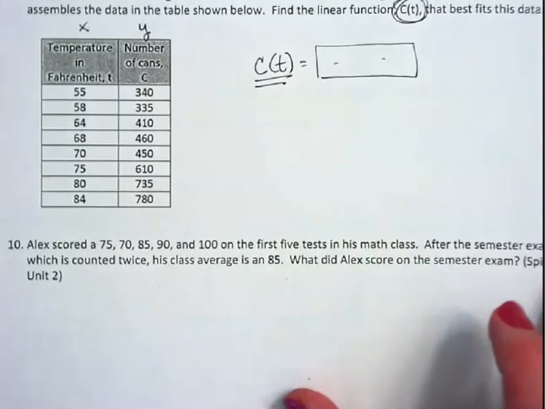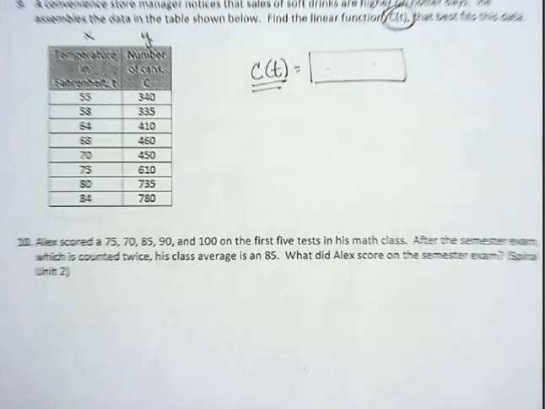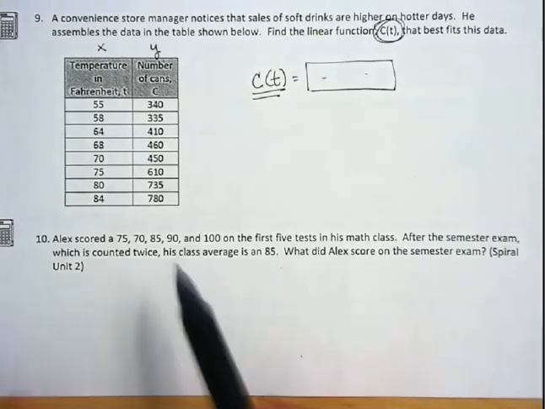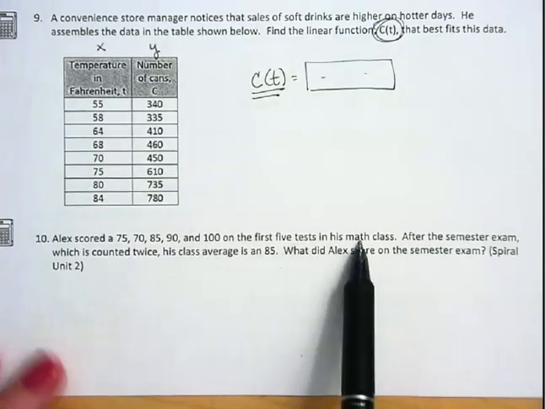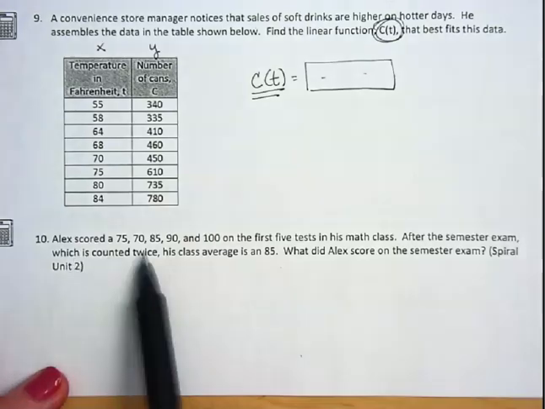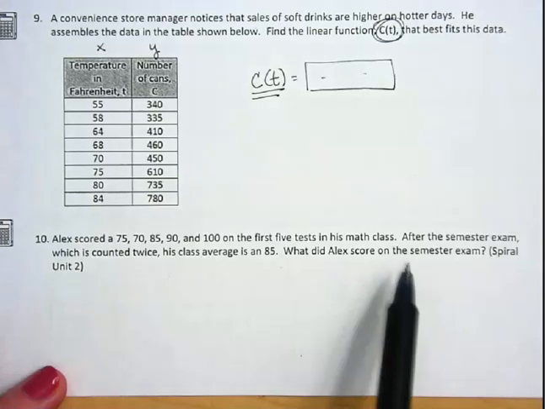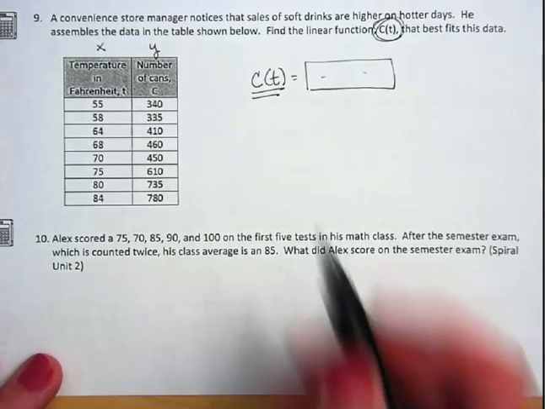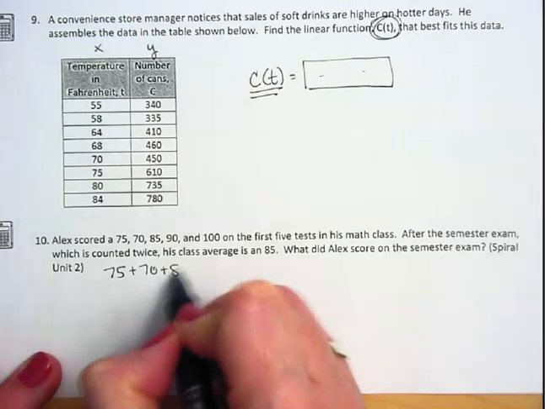And then this last problem is another review from a previous lesson. Alex scored 75, 70, 85, 90, 100 on the first 5 tests in his math class. After the semester exam, which is counted twice, his class average is an 85. What did Alex score? So remember, to take an average means adding up all the scores you have.